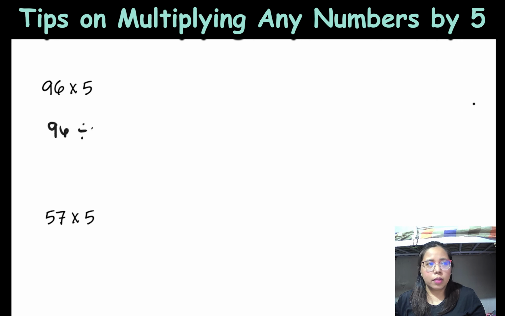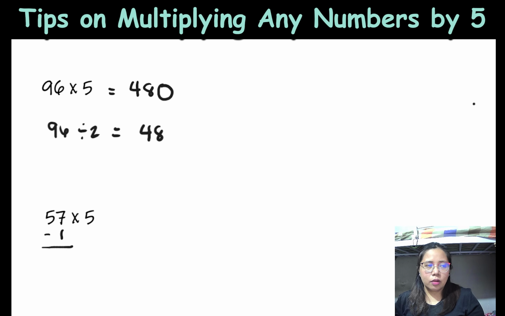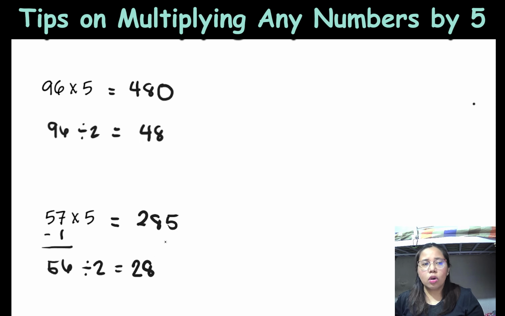Okay. So, paano naman kung odd yung ating given? Okay, so like here, 57 times 5. Madali lang din. Minus tayo ng 1 sa ating given. And we get 56. Okay, and divided by 2, kasi isa na siyang even ngayon. So, we get 28. At ito lang din yung pinagkaiba niya. Okay, so, sa nauna nating process, so instead of 0, we add 5 sa dulo. Okay, so 57 times 5 and we get 285.